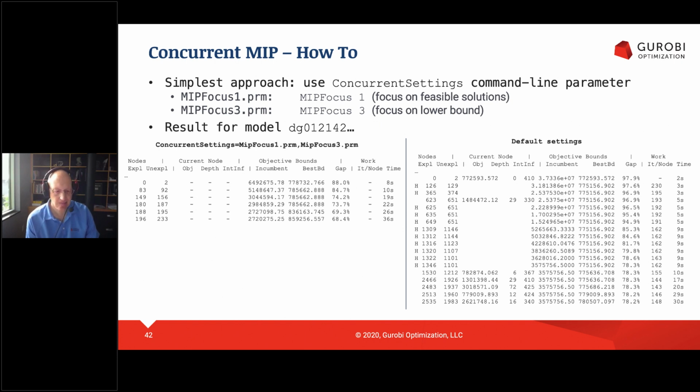And what you can see in this case is we get our best incumbent after 36 seconds, roughly the same amount of time, of 2.7 times 10 to the 6. Our lower bound is 8.6 times 10 to the 5. So a 68% gap as opposed to 78%. So in this particular case, this concurrent approach gives a better result.